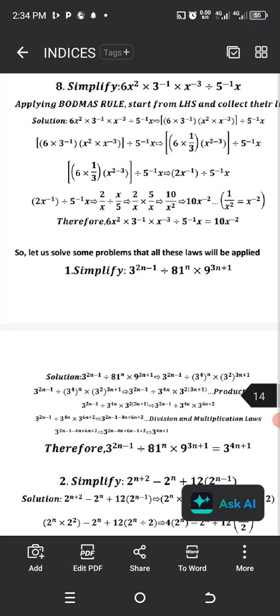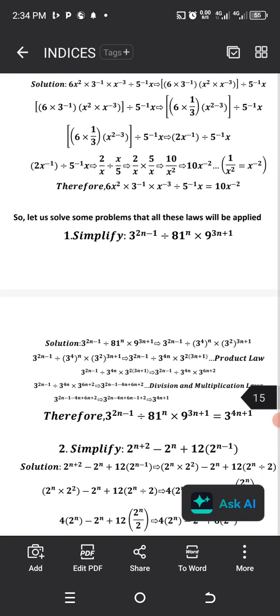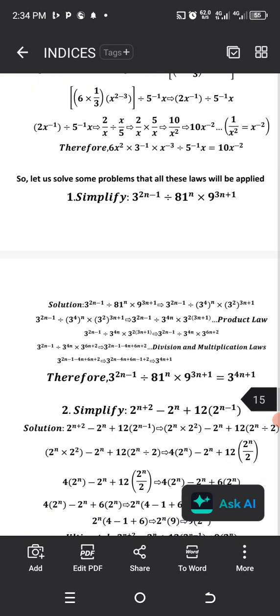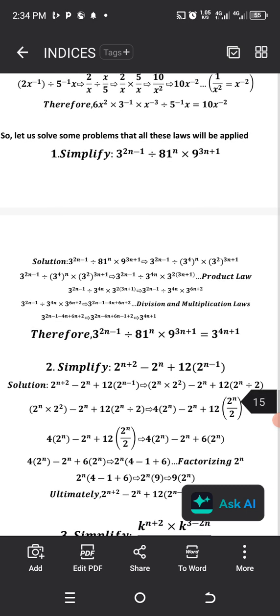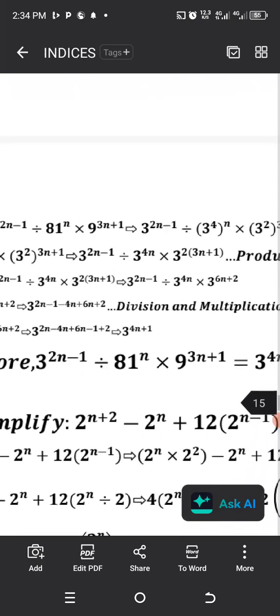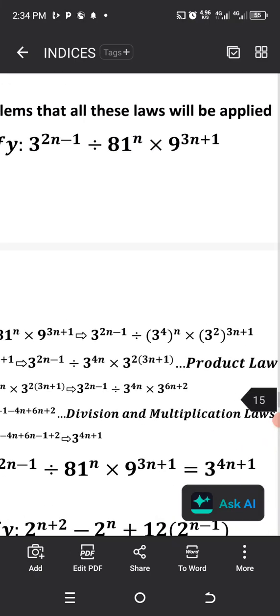And so now let's look at some various problems. So let us solve some problems where all these laws will be applied. So the first question is, simplify 3 raised to power 2n minus 1 divided by 81n multiplied by 9 raised to power 3n plus 1. So how can you do this? This is the solution here.